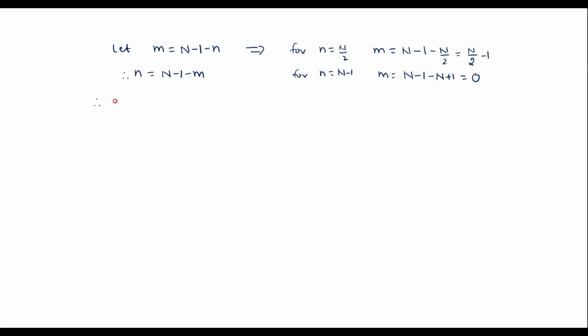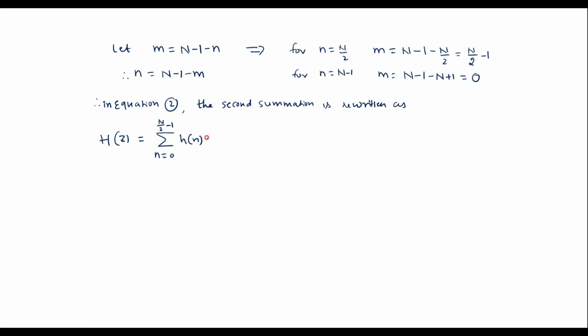So therefore in equation 2, the second summation is rewritten as, that is H of z is equal to, I will write the first summation as it is, n is equal to 0 to N by 2 minus 1 h of n z power minus n plus summation.